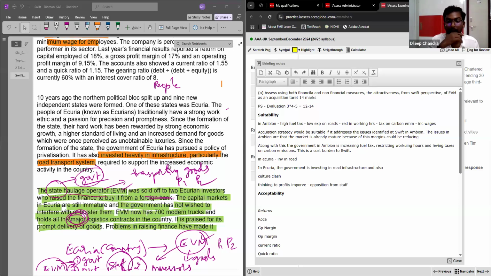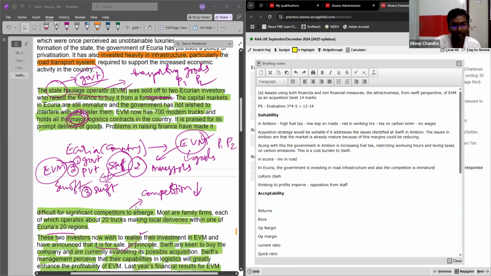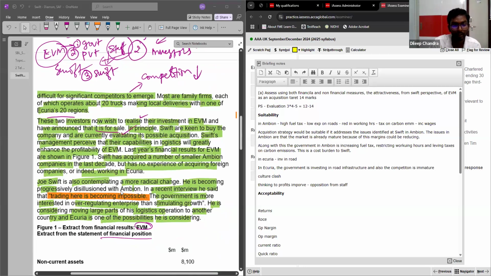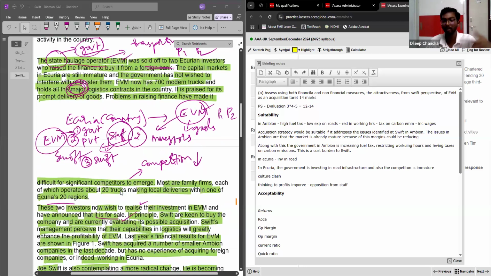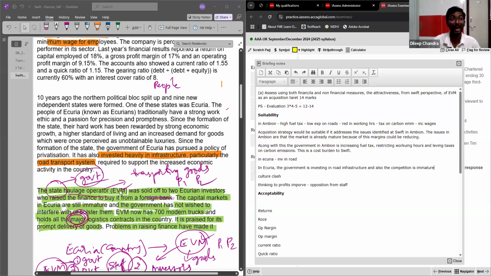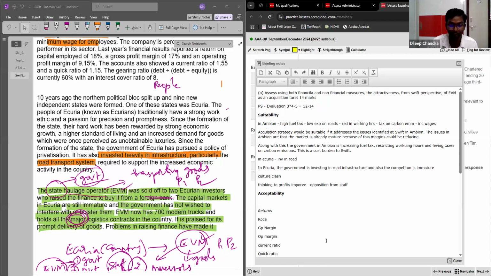So I'll say that in Ecuria, the government is investing in road infrastructure, and also the competition is immature, right? Why? Because I got to know that they have only family based firms, right? Plus the government, the capital availability is also less, so that competition is not much over there.